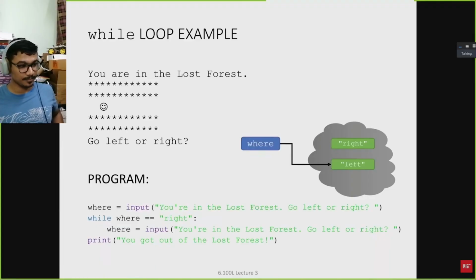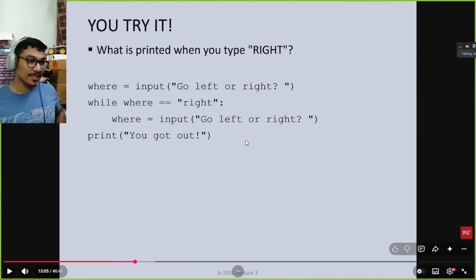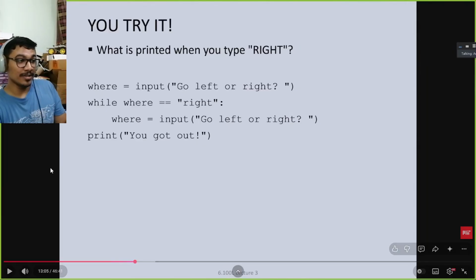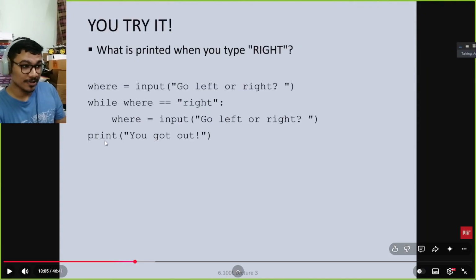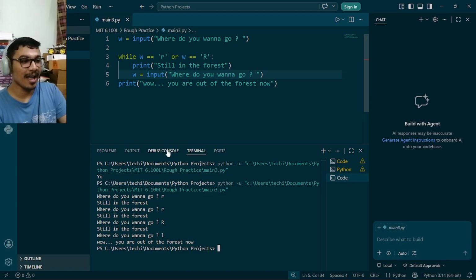Okay. So it's pretty cool, right? We just made our own level in this cool text adventure. Let's have you think about this question. What is printed when you type right? If you print right, it would just print this specific block of code, which is print you got out. And that would be false. Okay, and that's one of the reasons I went with a capital R.